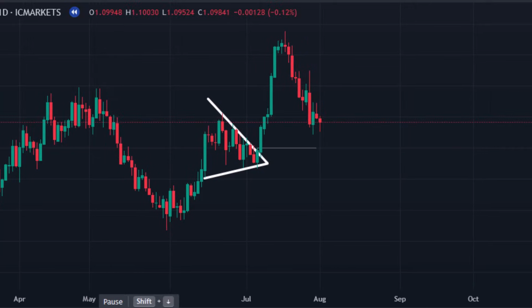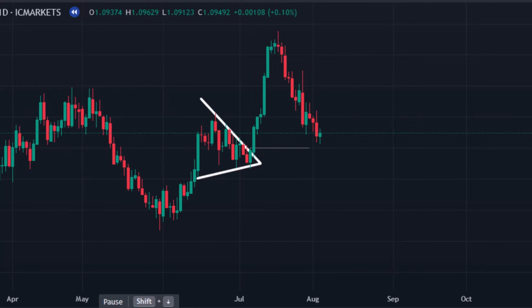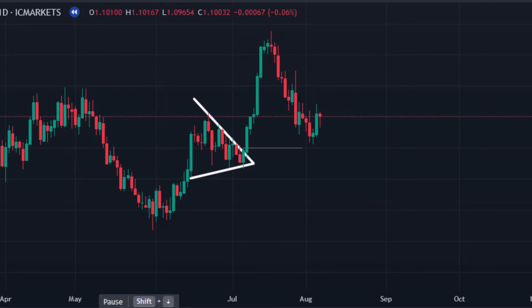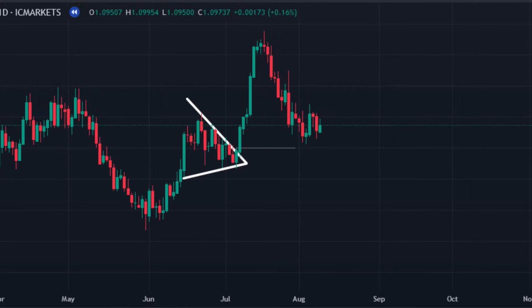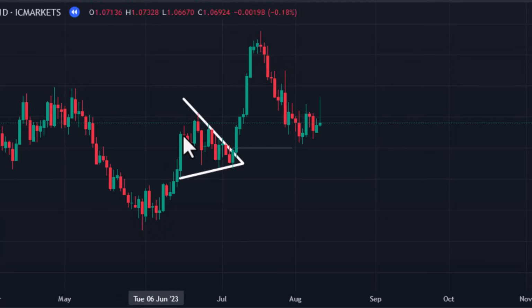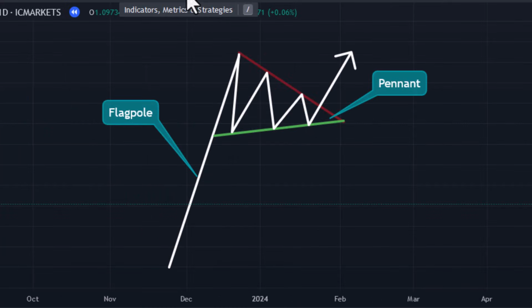Bullish and bearish pennants are powerful patterns for continuation trading. By identifying them correctly and waiting for confirmation, you can significantly improve your trading results.